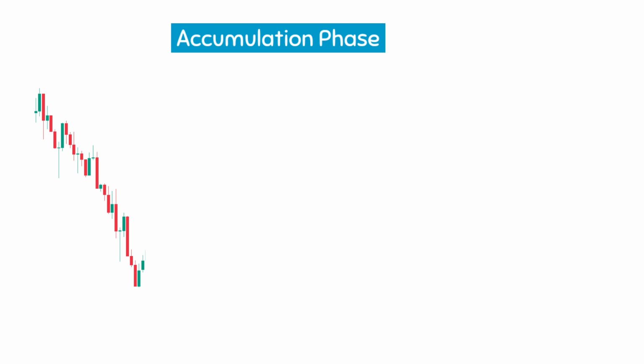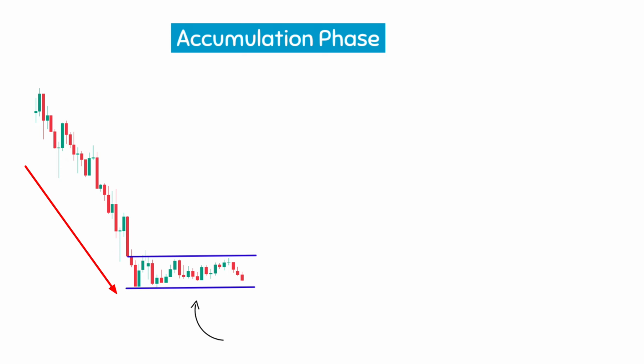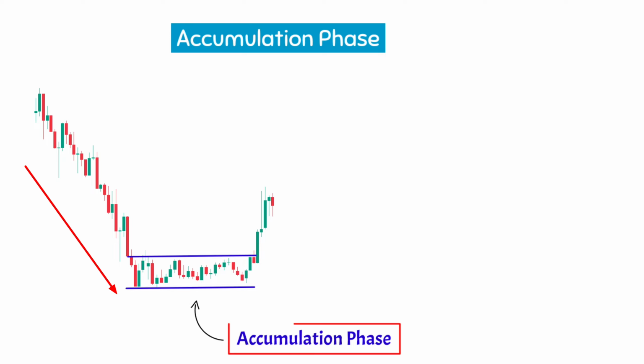Take a look at another example. Price moves down, and after the downtrend, it starts creating a sideways range. Now here's an important question. Can we call this an accumulation phase just because we see a range? The answer is no, because from this range, price can move either upward or downward. Until the range is broken to the upside, we cannot confidently say that it was an accumulation phase.